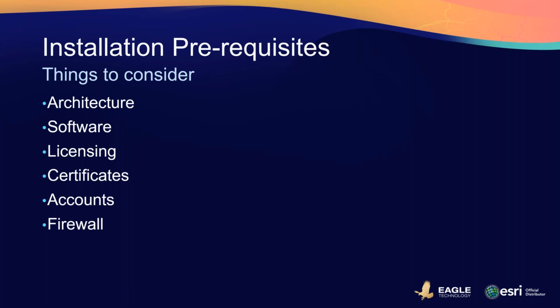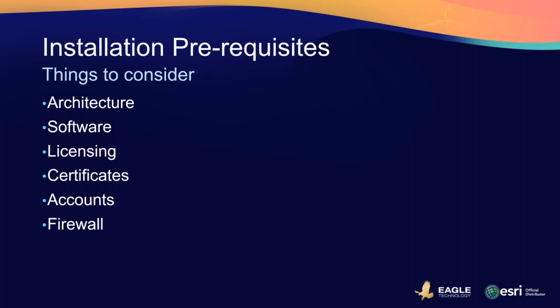Certificates is another one that you need to consider. As part of the process of installing ArcGIS Enterprise, it uses self-signed certificates. So it is actually best practice that once you've installed Enterprise, you then replace those self-signed certificates with CA signed certificates. As well, looking at accounts: do we have the system administrator accounts that we need with sufficient privileges to install ArcGIS Enterprise? And lastly, another thing to consider is the firewall.